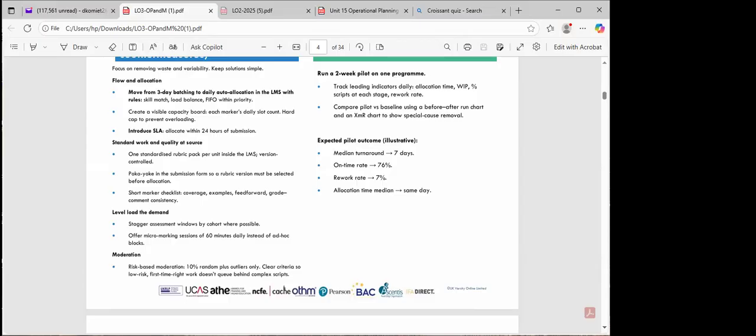So now we move into running a 2-week pilot on one program. Track leading indicators daily: allocate time, percentage of scripts, and each story. Compare pilot versus baseline using before and after run charts. So what are run charts?